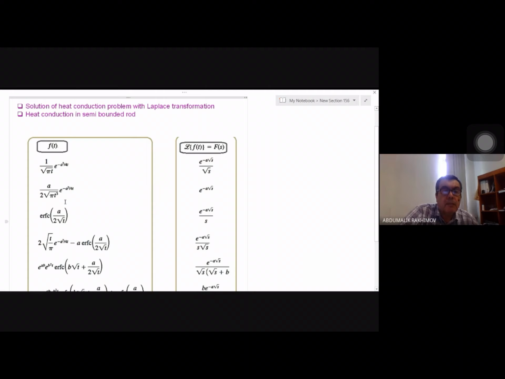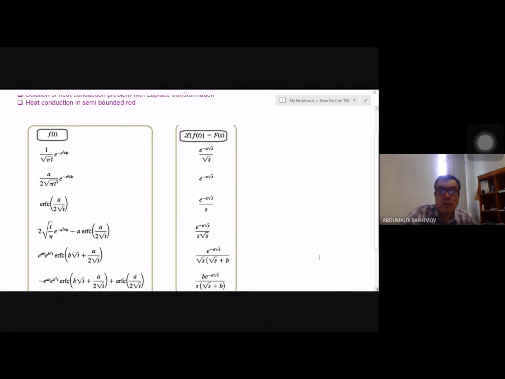Another is if your function is like this, a over 2 root of pi t cubed exponential minus a square over 4t, and then its transformation is exponential minus a root of s. If you have an error function complementary of a over 2 root of t, then its Laplace transformation is this function, exponential minus a root of s over s. And if your function is like this, its transformation is this function, and so on. These are some additional formulas for the previous ones.